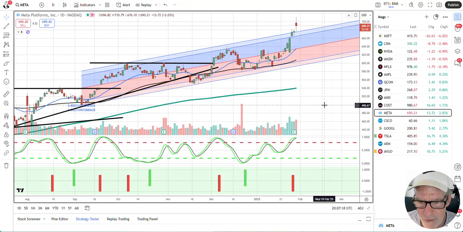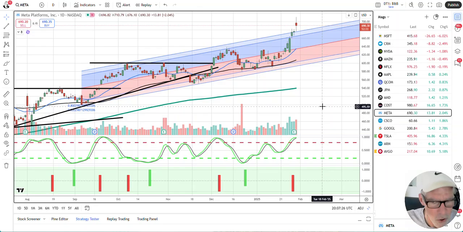It was a very good report. The market didn't like it originally, but then thought better of it. The only problem is it's not a buy. It's a hold, not a buy, because it's just too extended up there.